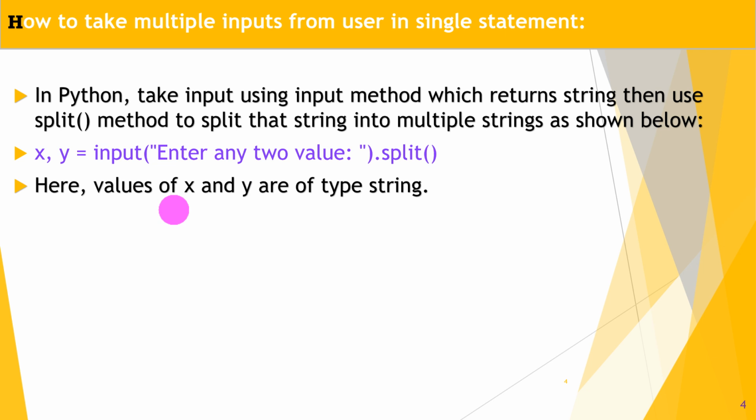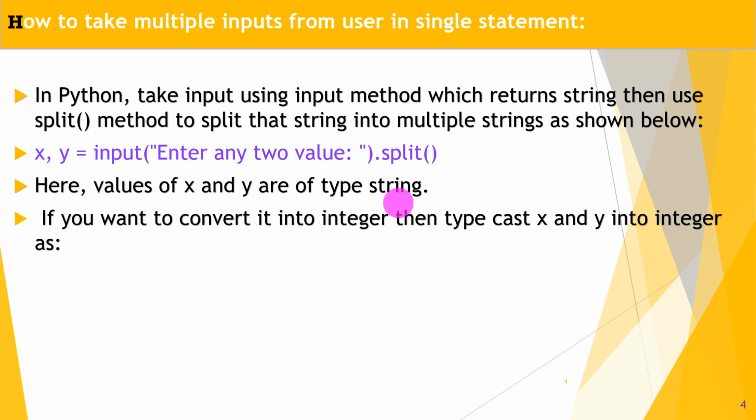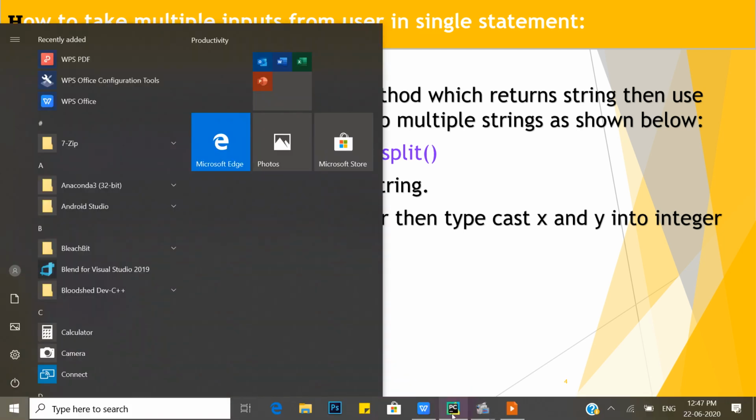Here the values of x and y are of type string initially, but guys, we want to convert them into integers, then typecast x and y into integers using the int method. Okay, x and y we want to convert. Okay, let's move on to the IDE and check it.